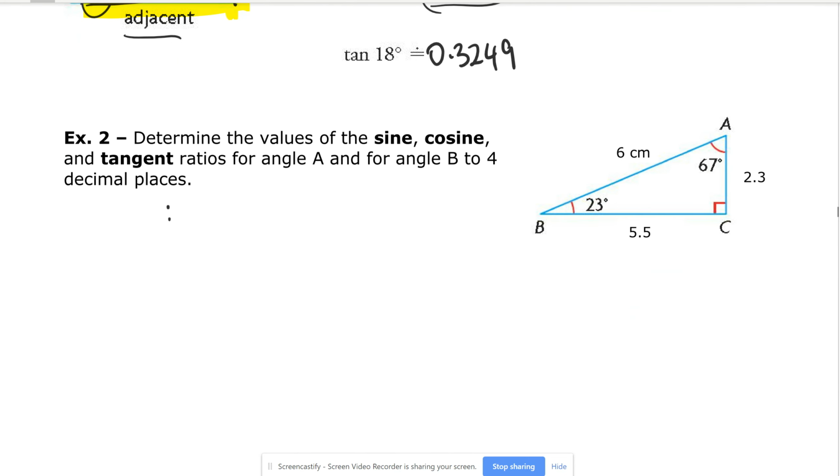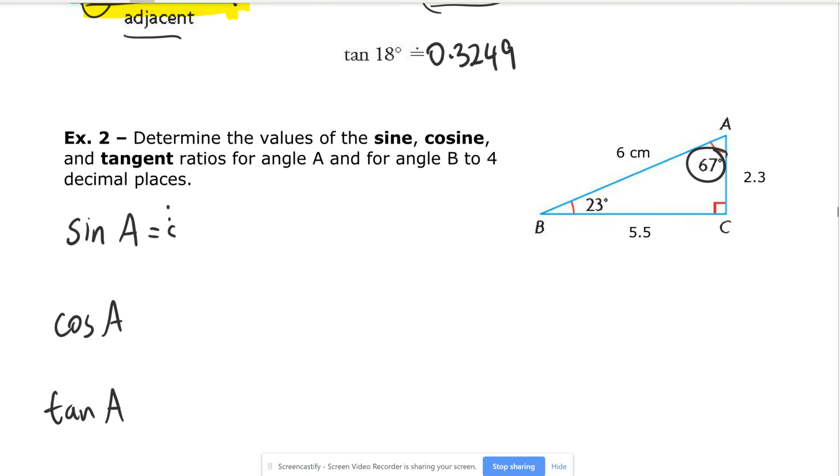Example 2, determine the values of sine, cosine, and tangent ratios for angle A and for angle B to 4 decimal places. So just reminding ourselves how to write down ratios. I'll calculate sine of angle A, cosine of angle A, and tangent of angle A. And I'll use these degrees in the triangle.